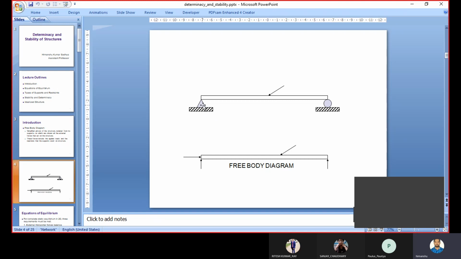Then there is a free body. So I hope this is clear to all of you, what a free body diagram is. A free body diagram is just a simplified version of any structure whose external supports are removed, and in place of that we have used only the reaction forces.